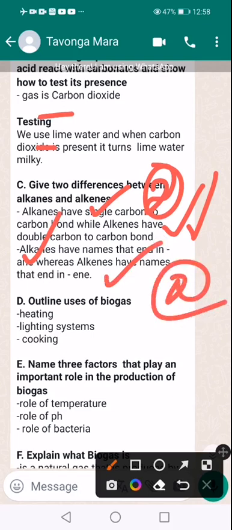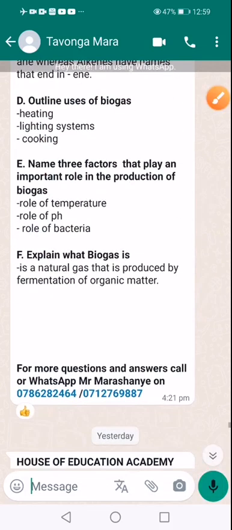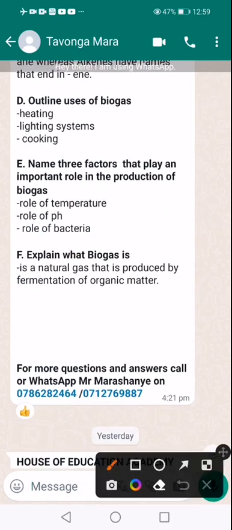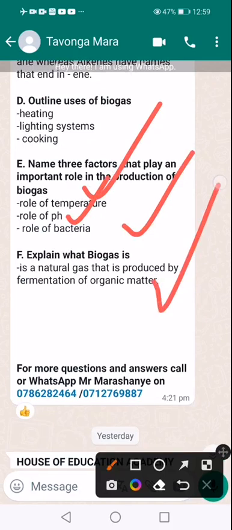Uses of biogas. Biogas is used in 3 ways: heating, lighting, and cooking. Name 3 factors that play an important role in the production of biogas. The role of temperature, the role of pH, and the role of bacteria. Explain what biogas is. Biogas is a natural gas that is produced by fermentation of organic matter.